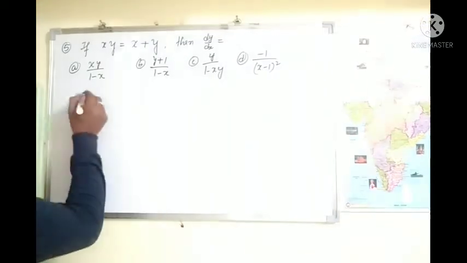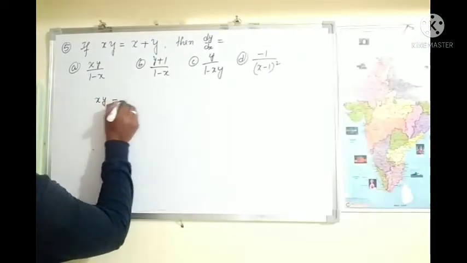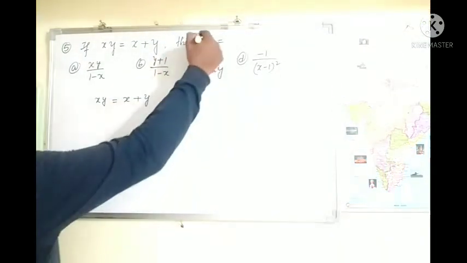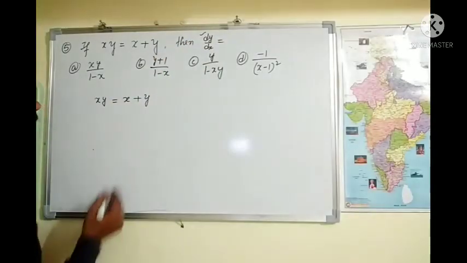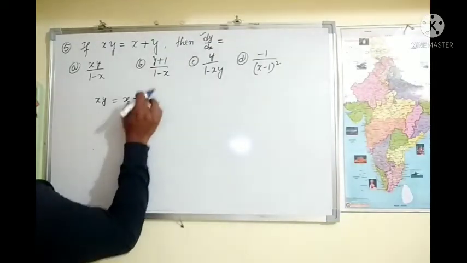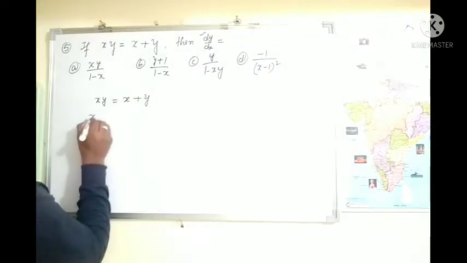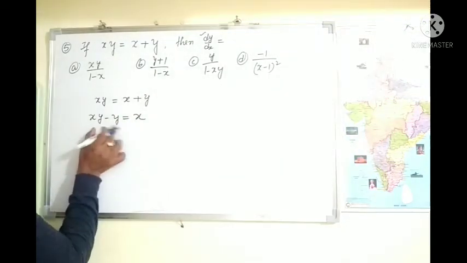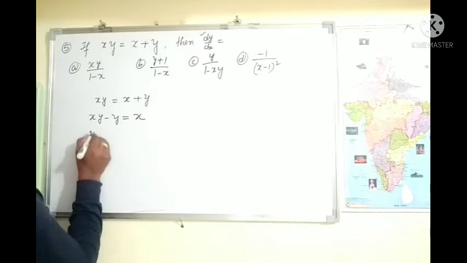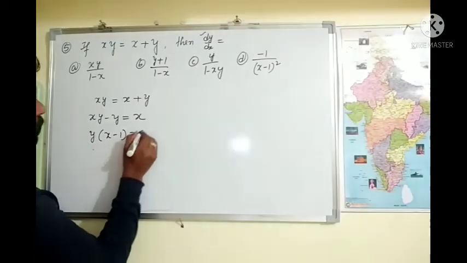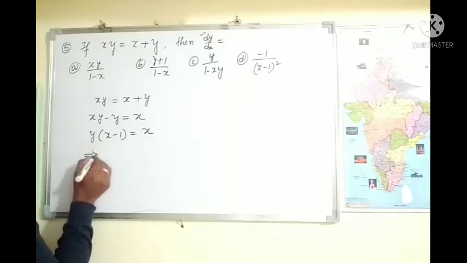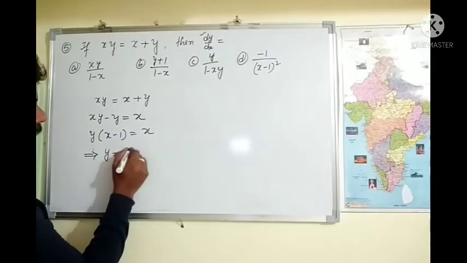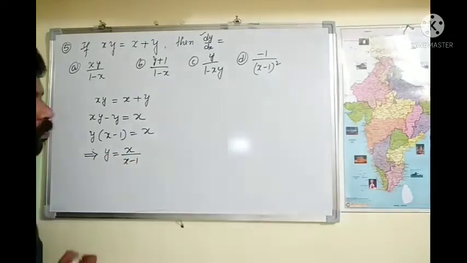See, here we have xy is equal to x plus y. Now find the value of dy by dx. We have to find the dy by dx result. Take the y term to the left hand side. xy minus y is equal to x. Next, take y common. y of x minus 1 is equal to x. This implies y is equal to x divided by x minus 1.